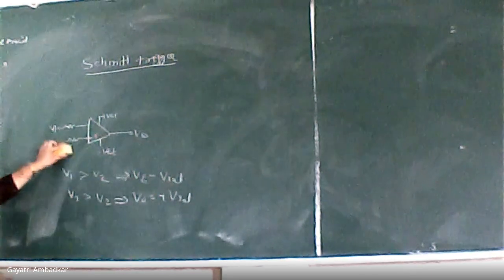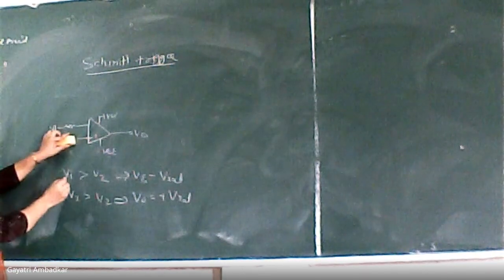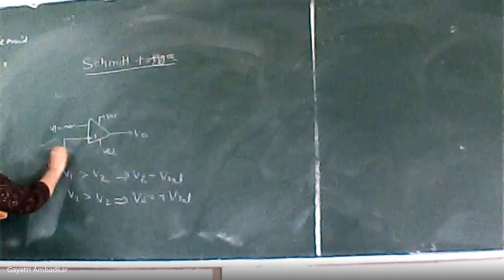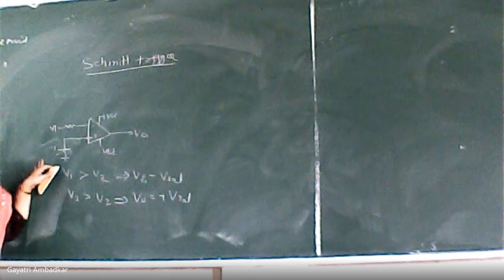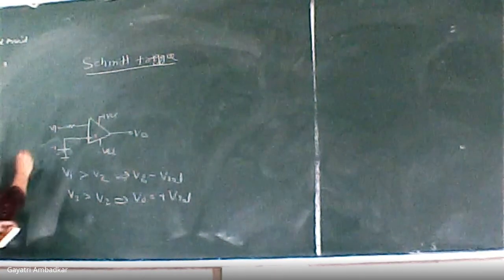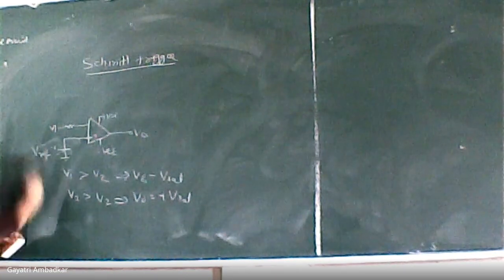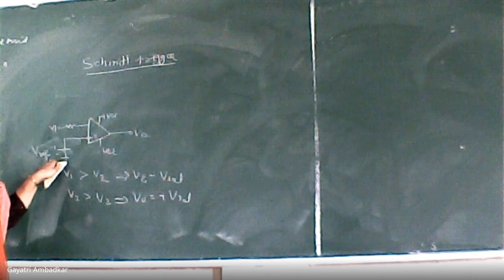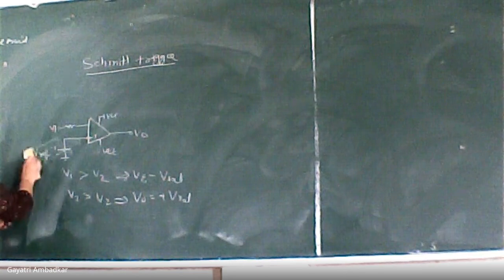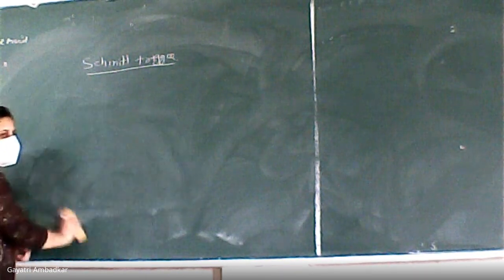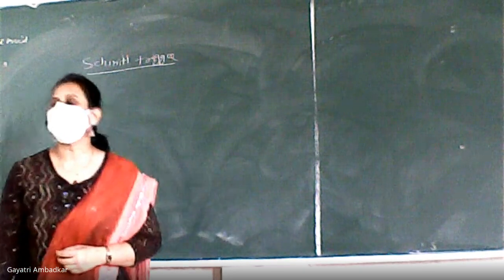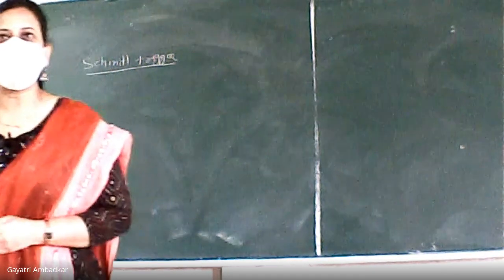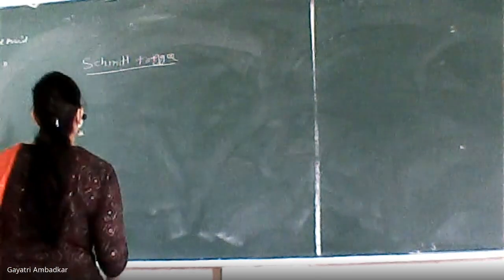Or many times you need to compare a signal with some reference. So you can connect here a DC voltage source or the source with which you have to compare. In that case, I may call this the reference voltage. So V1 will be compared with some constant voltage or reference voltage. Now to this comparator, if I connect the feedback, then I can use it as a Schmitt trigger. So let's see the Schmitt trigger circuit.